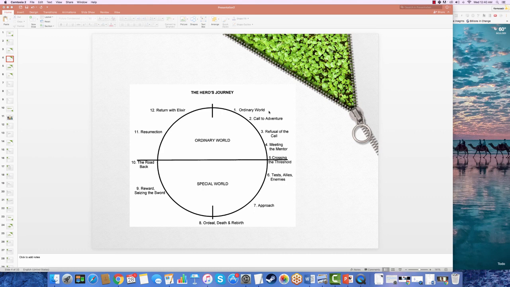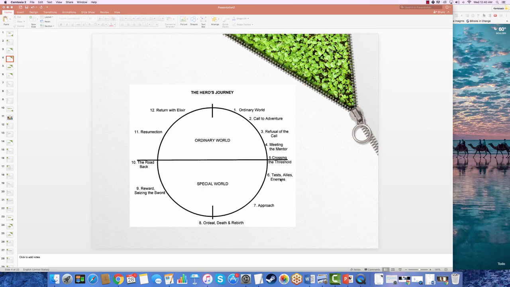The next part of the hero's journey is when they encounter tests, allies, and enemies. So the tests, allies, and enemies stage of things can be any number of events that happen in this special world that challenge the hero, or that show the hero there are specific other characters or villains involved in their journey. So this is showing allies, showing people who are part of the cause, trying to defeat the same enemy, and will eventually help the hero through their quest.